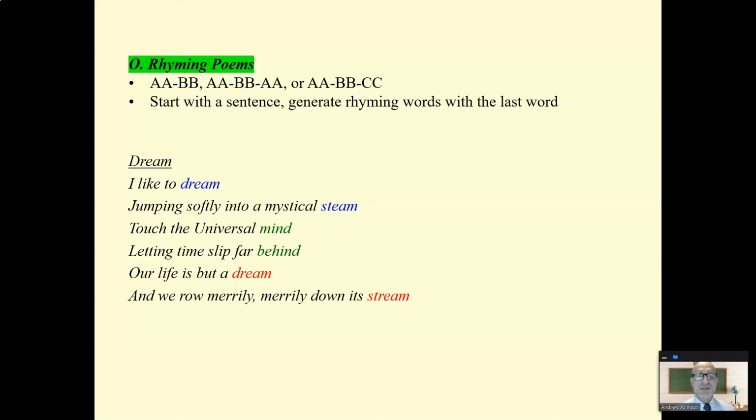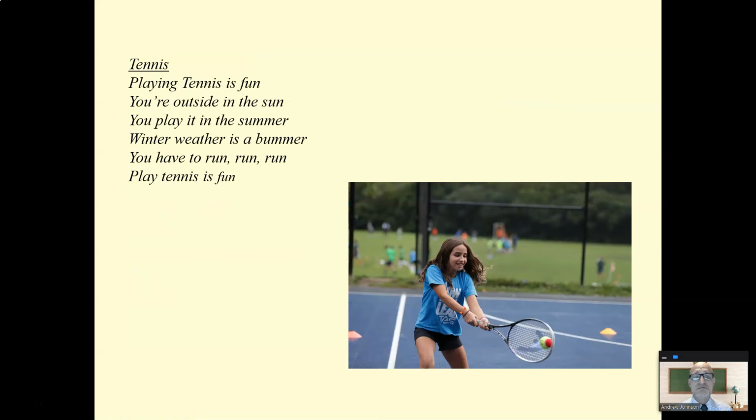Rhyming poems. You can have different forms, AABB, ABA, ABC. You start with a sentence and you generate rhyming words. If I'm doing this in large groups, I would say something like, I like to dream. Boys and girls, let's generate a bunch of words that rhyme with dream. And they'd list them. Okay, let's get a second sentence. Jumping softly into a mystical stream. Touch the universal mind. Let time slip far behind. Our life is but a dream, and we roll merrily, merrily down its stream. That is one form of poem.